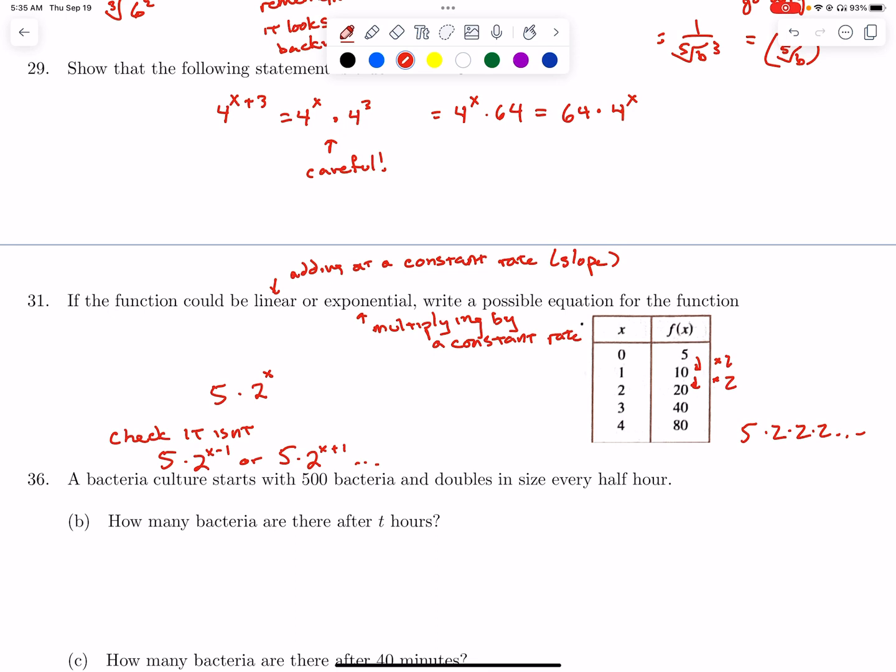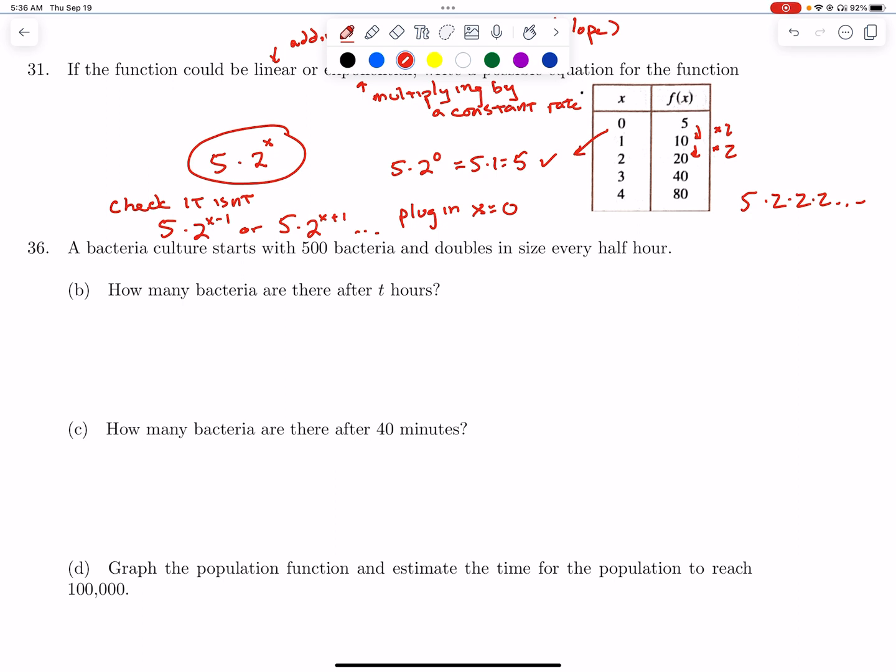You need to make sure you haven't got an offset for x. So let's just check by plugging in 0 and see if it gets it. So 5 times 2 to the 0 is 5 times 1 is 5, and that is what I wanted. So 5 times 2 to the x is actually what we want.